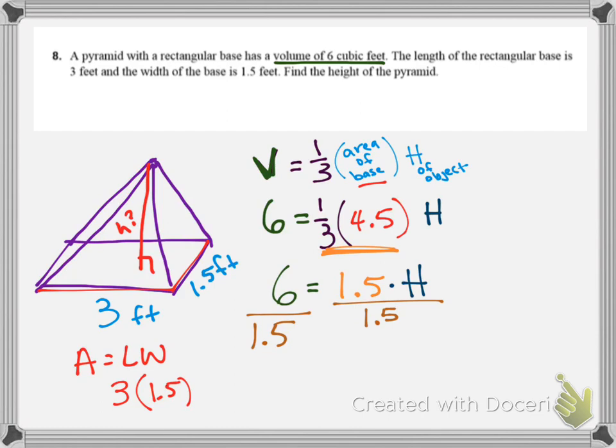So 6 divided by 1.5, which is 4. 4 feet. It is not cubed because we just found the height of the pyramid. We did not find volume. We found a linear or lateral length, so it's not going to have squared or cubed. We've got two more.